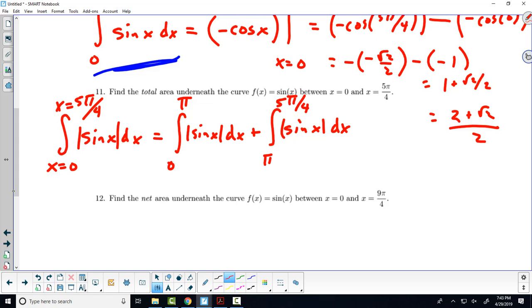Okay, that should make sense. All we've done is broken it up at the place where it changed sign. Okay? Now, to somebody standing at the door looking in, they'd say, "Oh, he just dropped the absolute values. He didn't like them, so he made them go away."